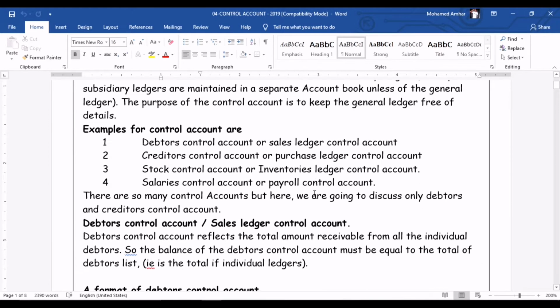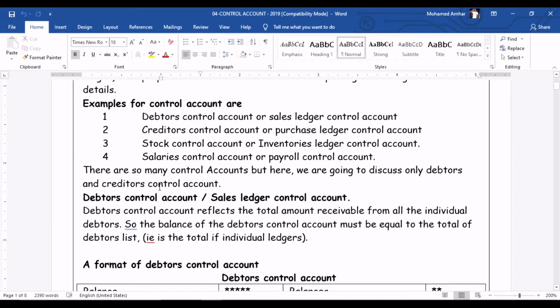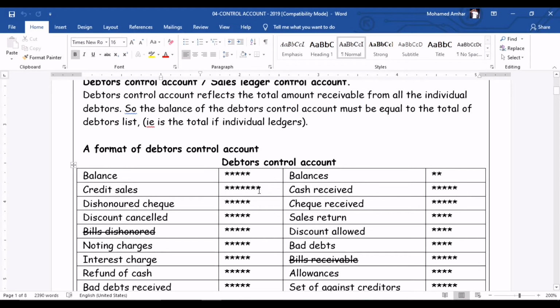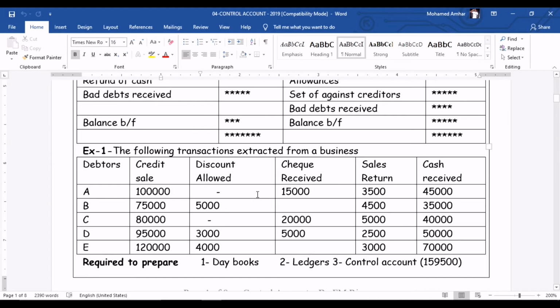Right. So there are many control accounts. Today we shall discuss the debtors control account. Right. Here it is better to understand the debtors control account with an example. Right.